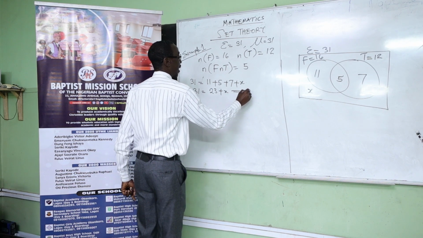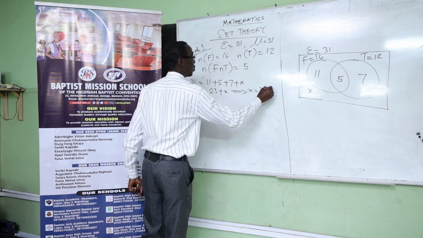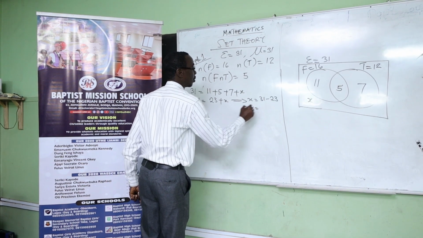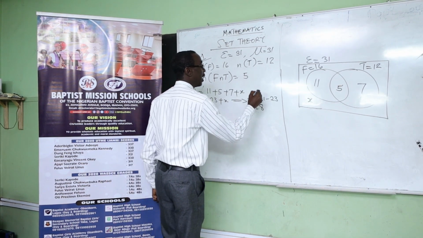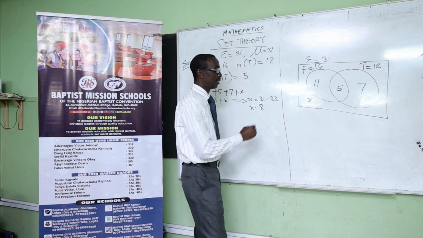This implies that x is equal to 31 minus 23. X is equal to what? 8 students. Thank you.